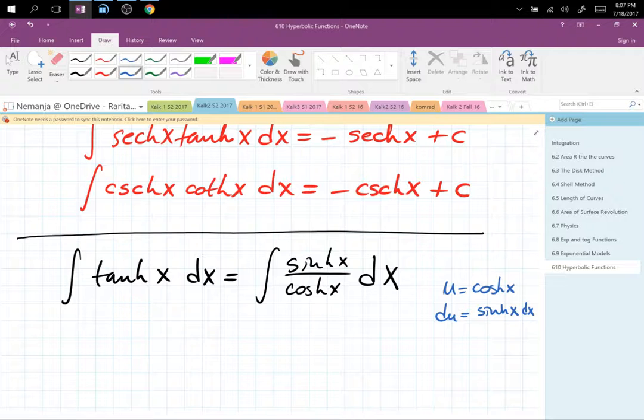Can I take the tangent as the u value instead, the entire tangent, something like u equals tangent? No, because there's no building blocks for du in that case, right?